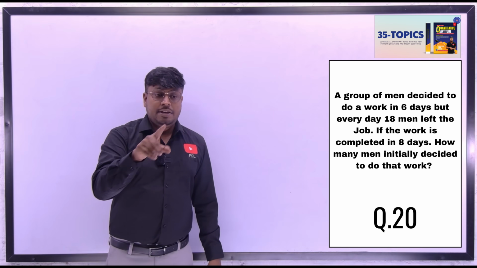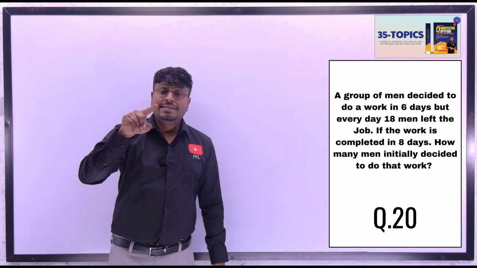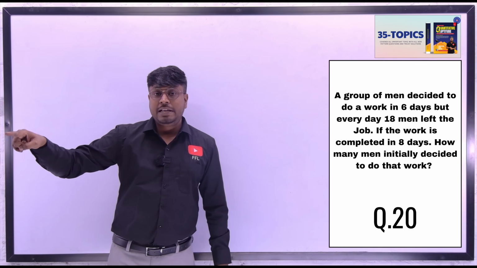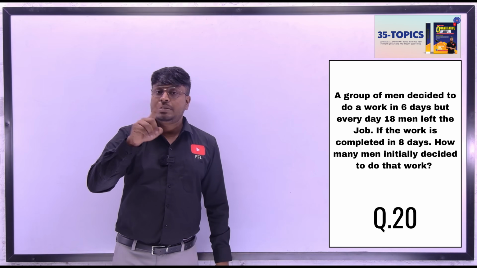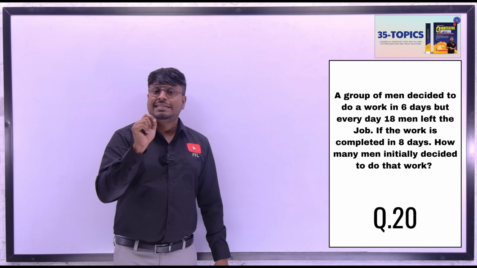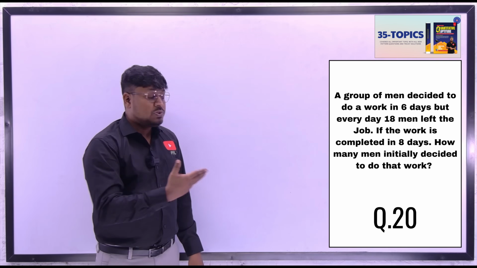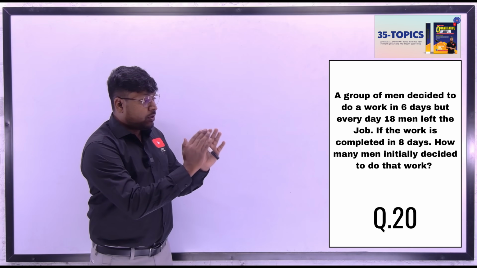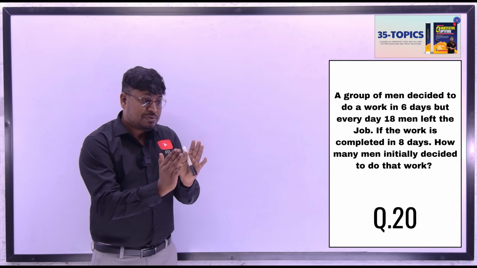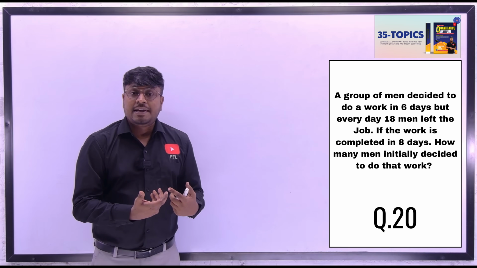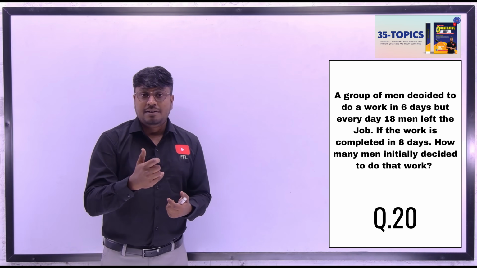For example, if one day 18 people leave, the next day 16 people leave, the third day 15 people leave, then you can't use the AP formula. If every day the same number of people are leaving, then you can use the arithmetic progression formula to solve the question. But many students were asking me how to solve these kinds of questions without the AP formula, without the arithmetic formula.